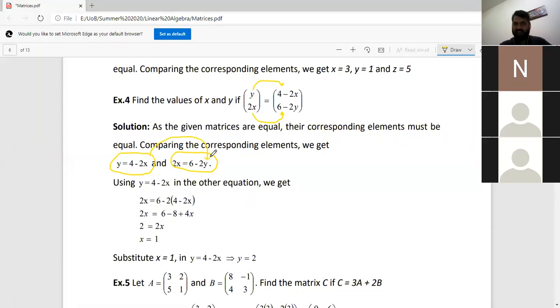I can put this y here. So this will become 2x is equal to 6 minus 2y. You see, we replace the value of y here. This y is here. And now this is an equation in x. So you can solve it to find the value of x. Now if I put this x back here in y, I will get the value of y as well. Okay, so my x is 1 and y is equal to 2.